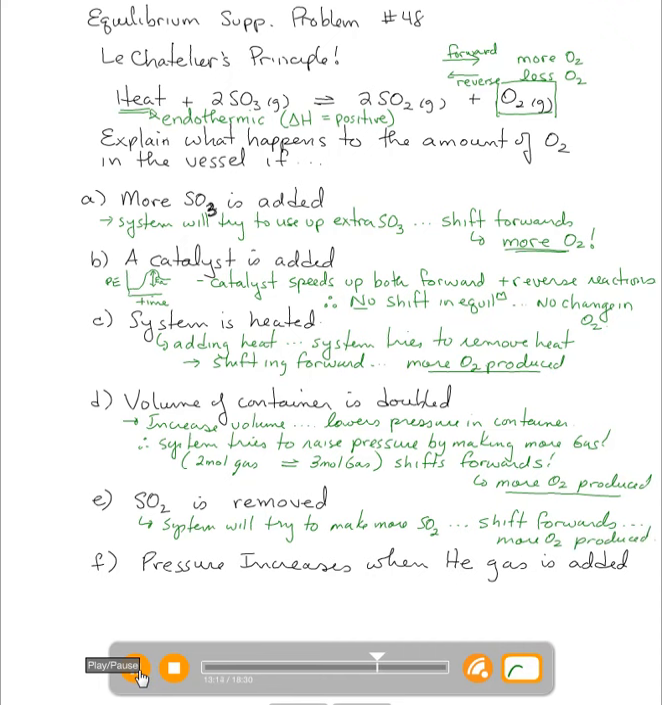Now again, let me say if SO2 here had been a liquid or a solid, then removing SO2 would have had no effect on the equilibrium, because adding or removing a liquid or adding or removing a solid does nothing to the concentration of that substance. Solids and liquids have constant concentrations. You could also argue that they're not in the equilibrium expression, so adding or removing solids and liquids has no effect on equilibrium.